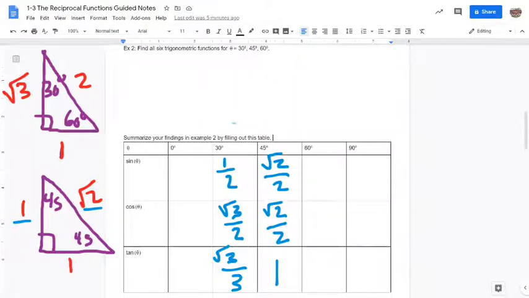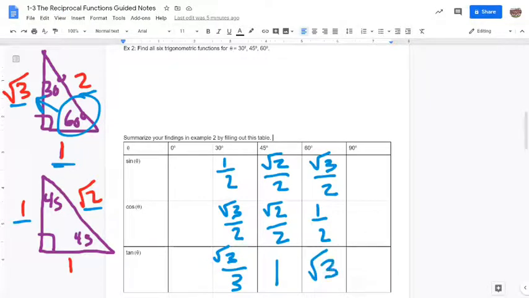Now for the sine of 60. Okay, so we're going to go back to this triangle over here and use 60 now. So we get opposite over hypotenuse, root 3 over 2. Okay, adjacent over hypotenuse, 1 over root 2. Opposite over adjacent, root 3 over 1. So it's just root 3. Okay, so now we have the bulk of our table filled out.